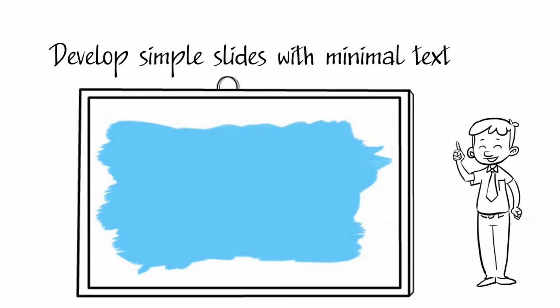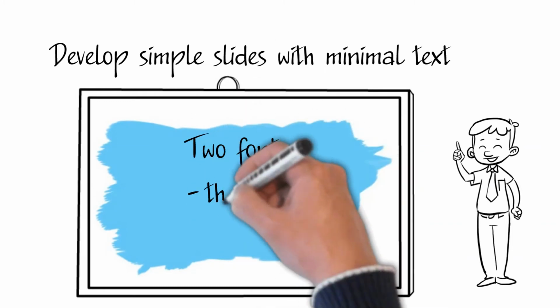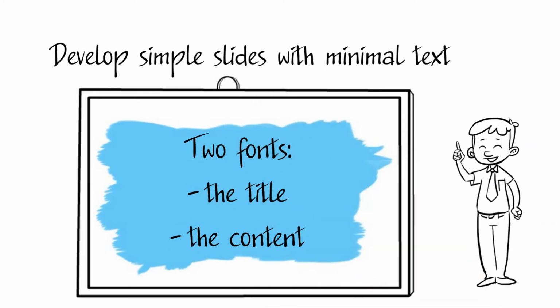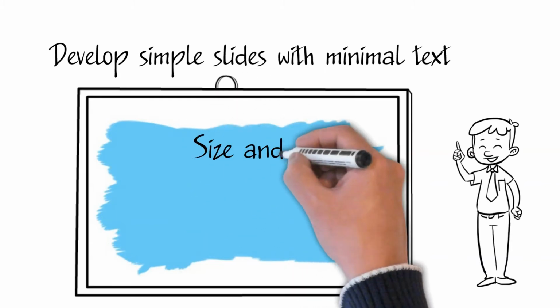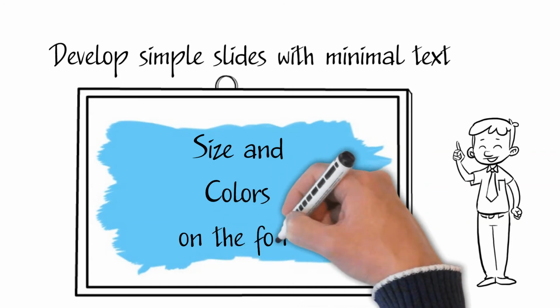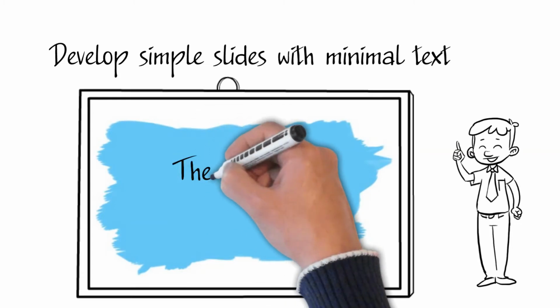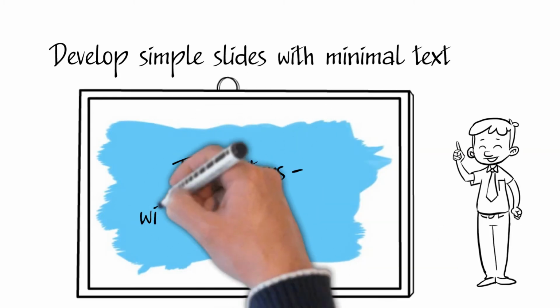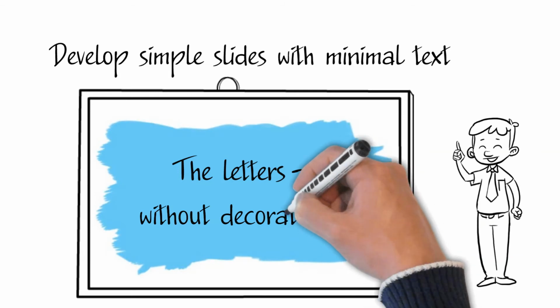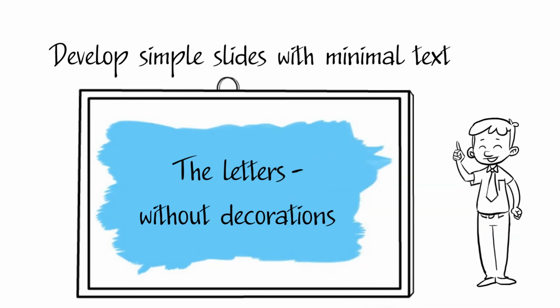For the font, try not to change it during the presentation. Two fonts, for example one for titles and one for content, should be sufficient. Also, try to keep the font size and color the same for titles, content, and annotations respectively. Make sure they are legible and the letters don't have too many decorations. It's often thought that sans serif fonts, those without the small tails on the letters, are more appropriate.